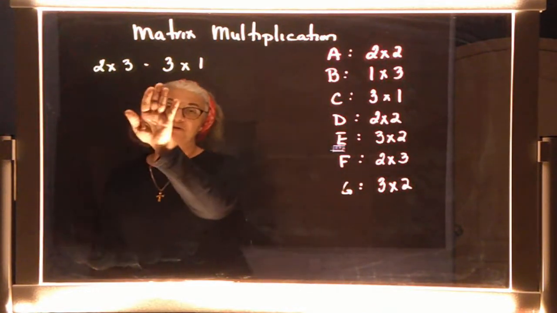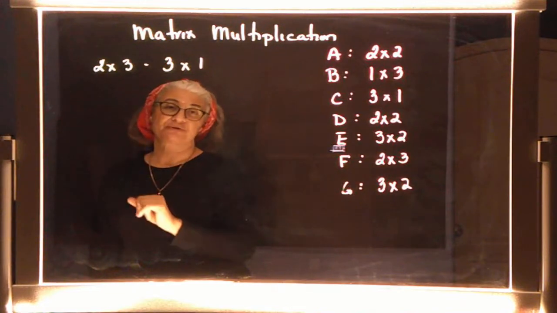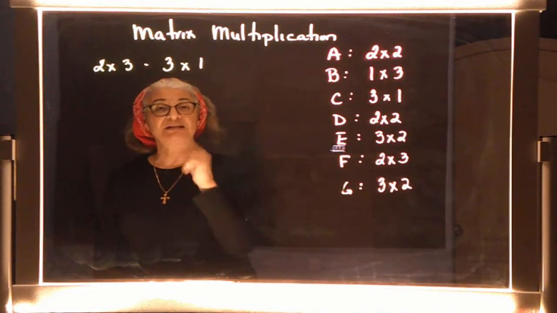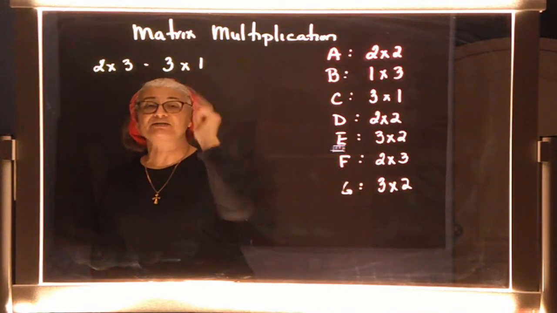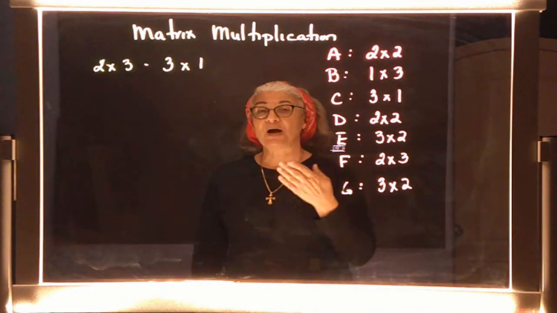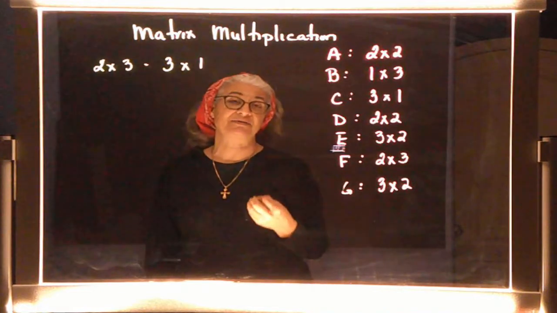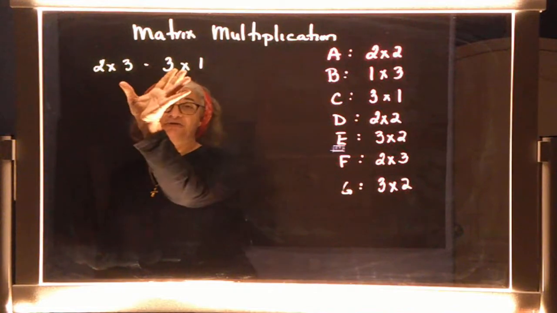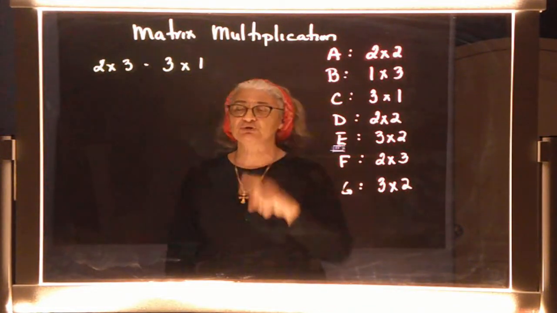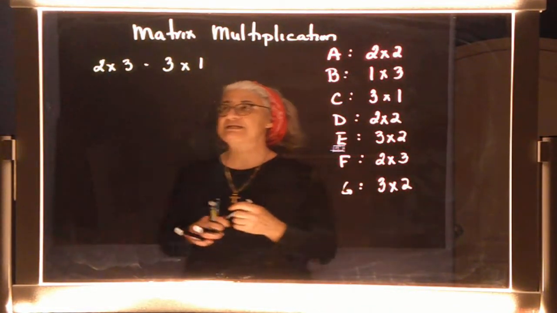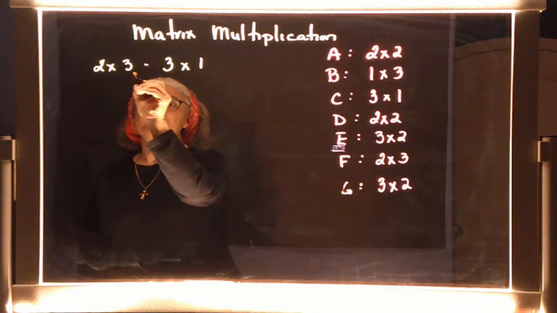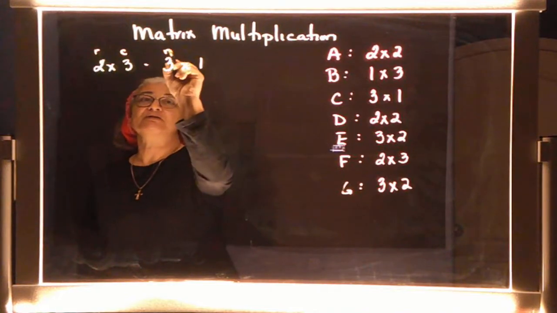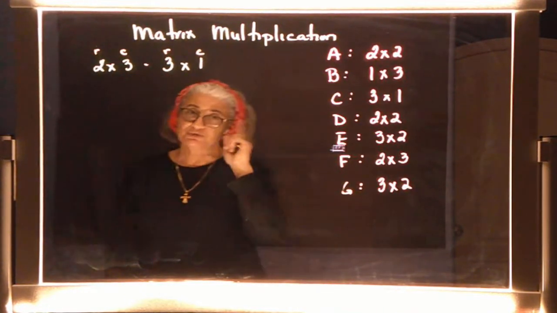So let's look over here. Here are two orders. So 2 by 3 is one of the matrices, and I'd like to multiply it by another matrix that has an order of a 3 by 1. So in order for me to check to see if these two matrices can be multiplied together, I look at their orders. And here's what I'm looking for. Remember, this is a row, this is a column, this is a row, this is a column. What I'm looking to see is this.